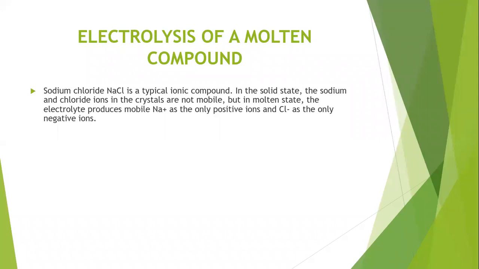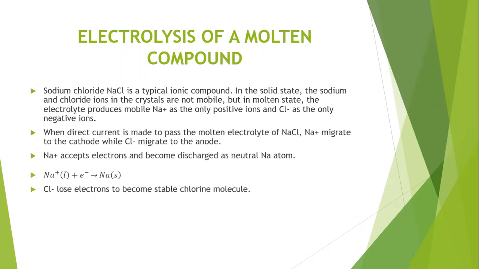So they produce mobile ions, which are Na+ as the only positive ion, because that's the only positive charge in your sodium chloride, and Cl- as the only negative ion. So that process is done by heating it and passing direct current over it. It's going to split the molten sodium chloride into its constituent ions, which are sodium ion and chloride ion.